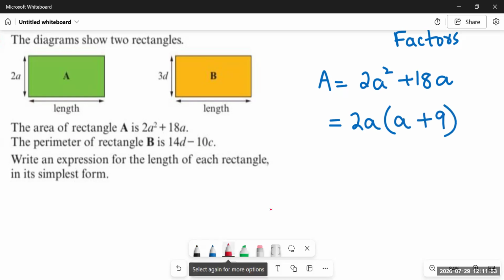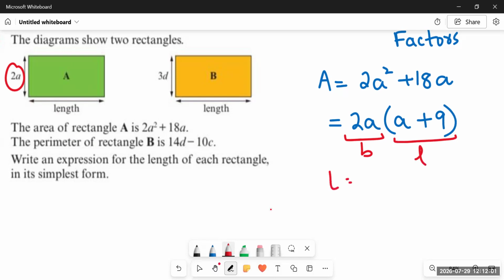This is the breadth already given here. See? So this will be the length. So what is the length? It's a plus 9. Always remember, if the area is given along with the width or length, you simply have to factorize it, taking the length or the width as common outside and keeping the rest inside as the other dimension, right?